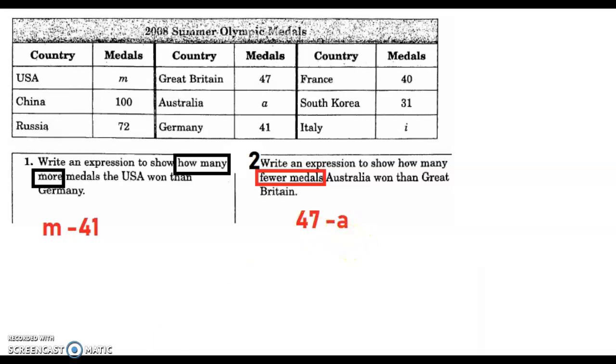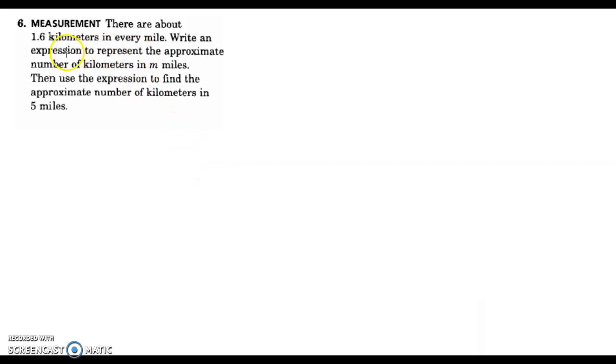All right, I'm going to do maybe one more for you guys. And hopefully I'll do number 6 because that's the last one. It doesn't have to do with the Summer Olympics anymore. One sec. All right, the last one says there are about 1.6 kilometers in every mile. Write an expression to represent the approximate number of kilometers in m miles. Then use the expression to find the approximate number of kilometers in 5 miles.